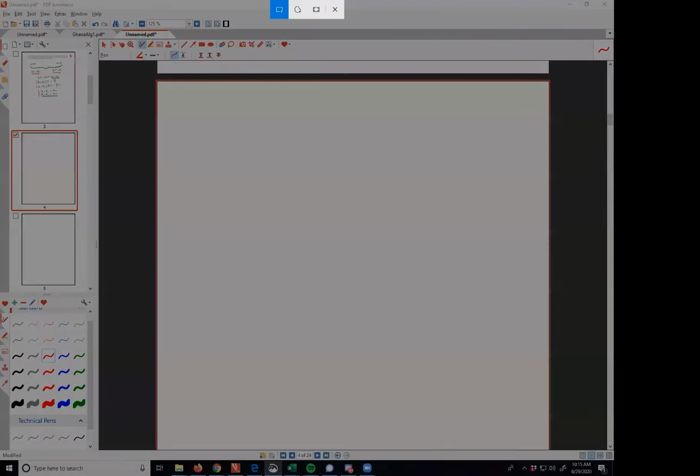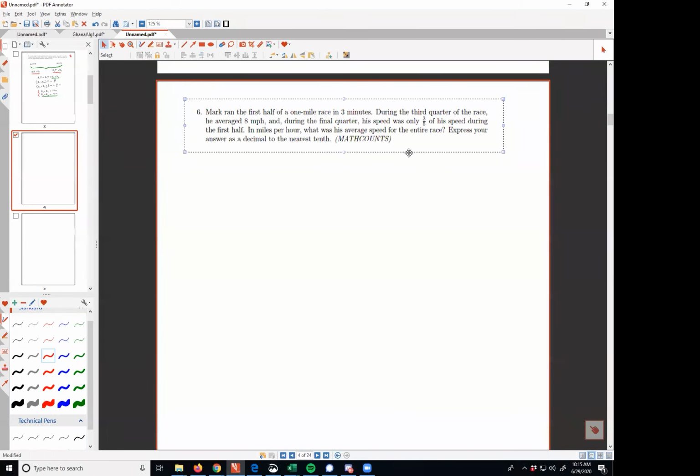Okay, let's take a look at number 6. What am I doing here? You're showing us the path of the race and dividing it into each of the intervals stated.